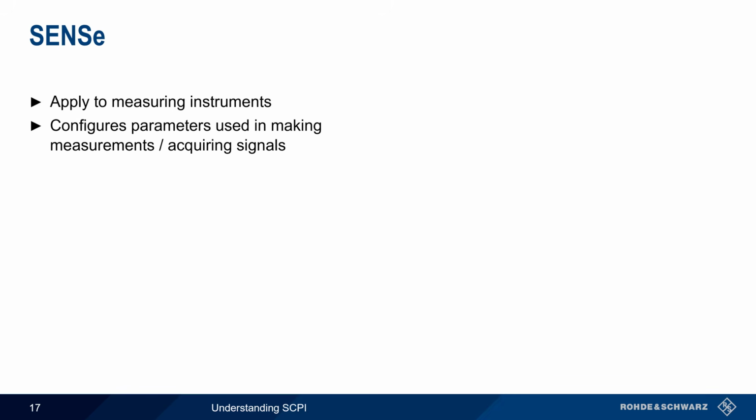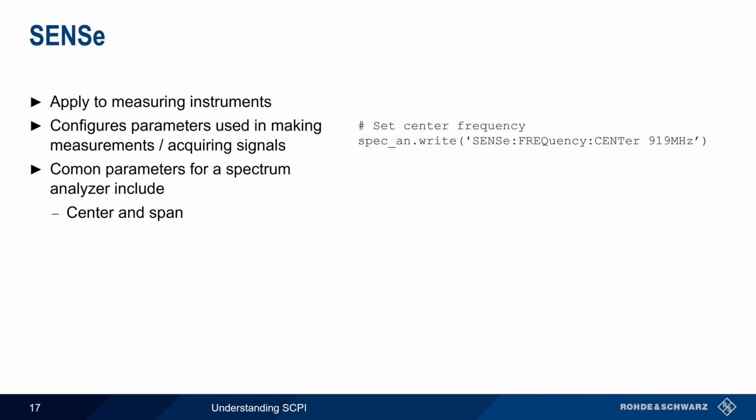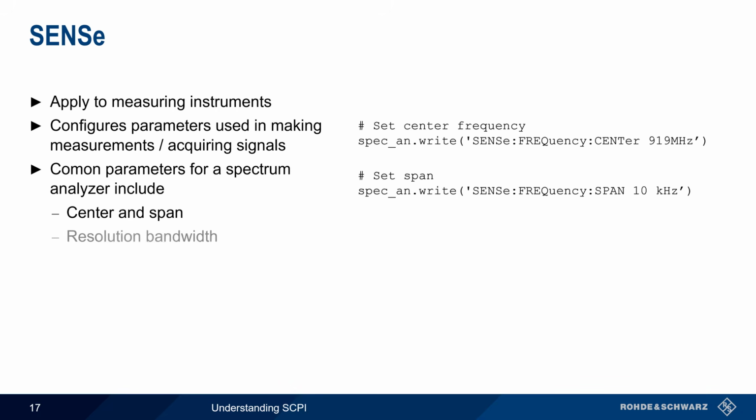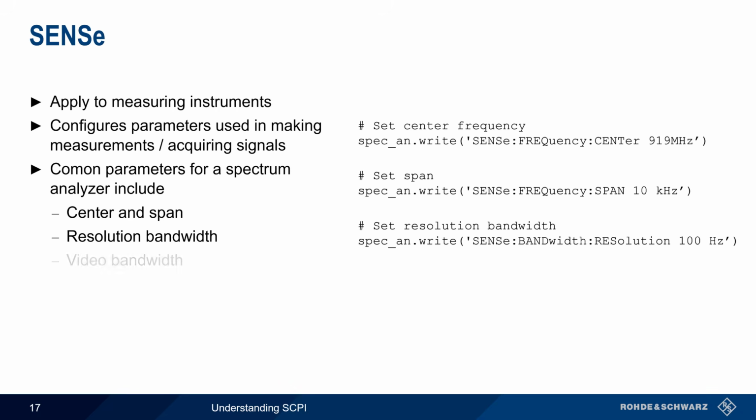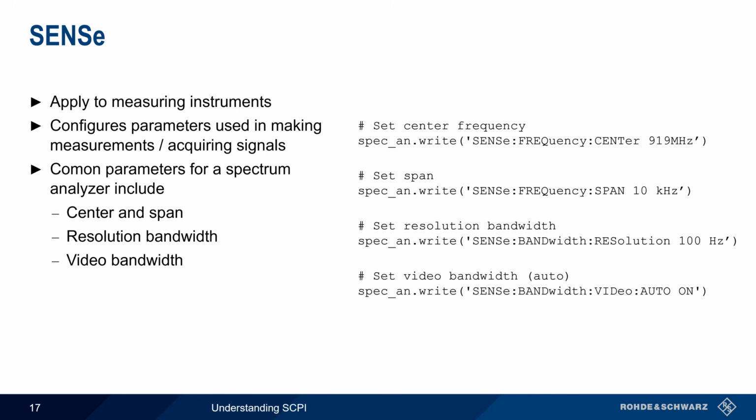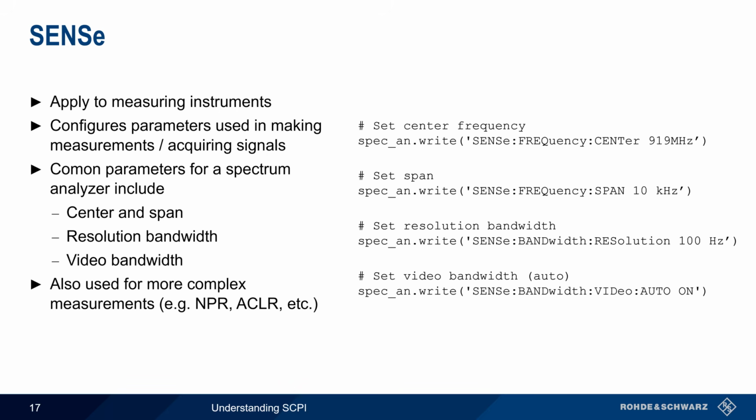Sense also applies to measuring instruments, and differs from input in that sense is used to configure the parameters used to make measurements. In the case of a spectrum analyzer, these would be things like center and span, resolution bandwidth, and video bandwidth. Sense can also be used for configuring the parameters of more complex measurements, such as noise-power ratio or adjacent channel leakage ratio.